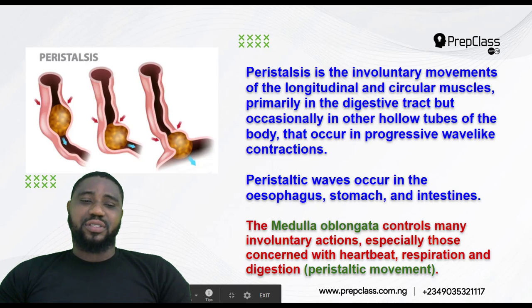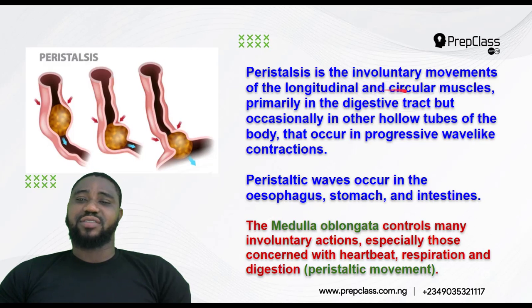But first of all, what is this peristalsis? Peristalsis is the involuntary movement of the longitudinal and circular muscles, primarily in the digestive tract, but occasionally in other hollow tubes of the body, that occurs in progressive wave-like contractions. Peristaltic waves occur in the esophagus, stomach, and intestine.